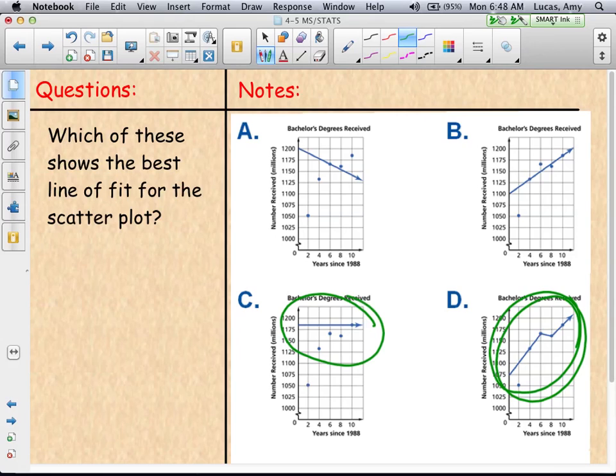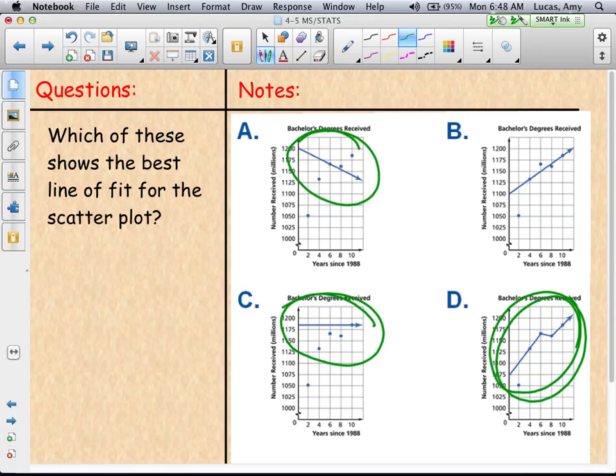This line that's horizontal, clearly the points in this scatter plot are not horizontal. So that line does not make any sense. This line for A, this line is going down. It's going down, showing that they see a negative correlation. There's definitely not a negative correlation on that graph. Those dots are in an upward pattern.